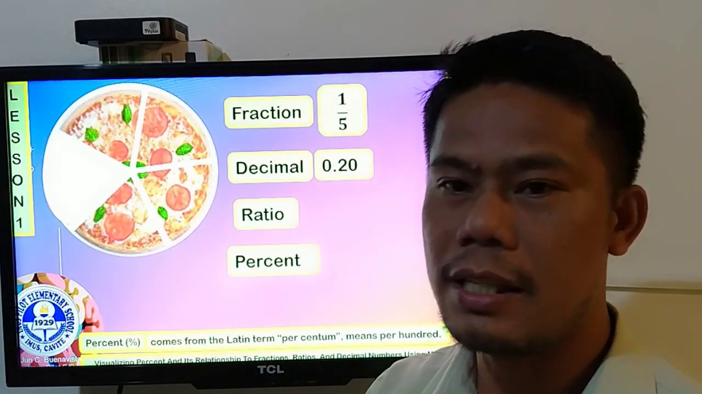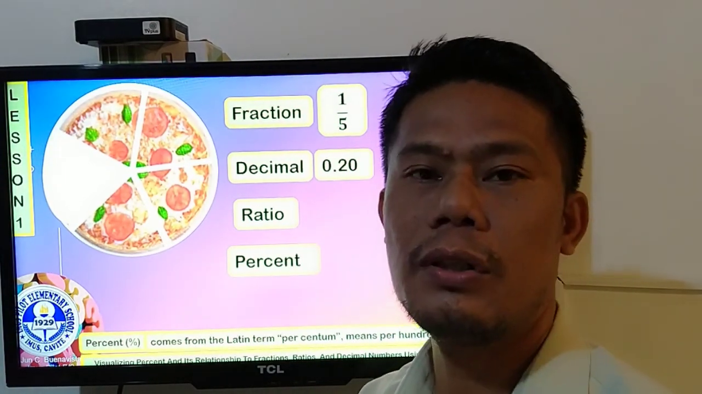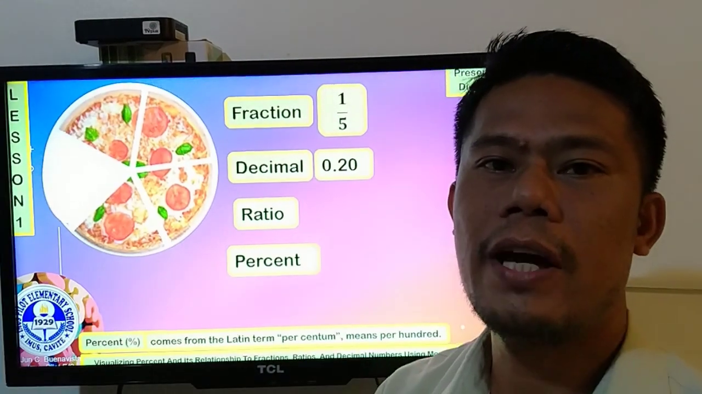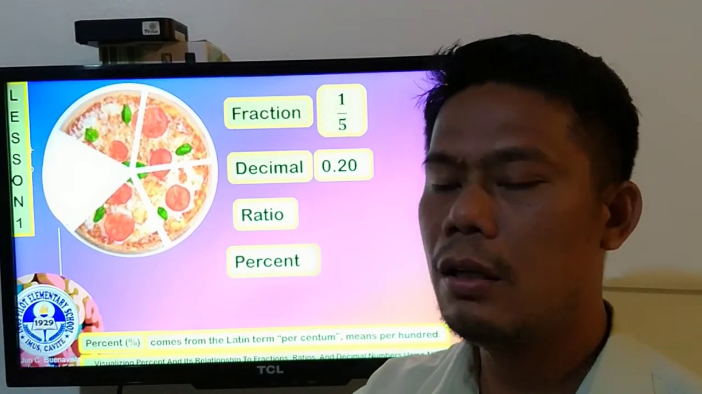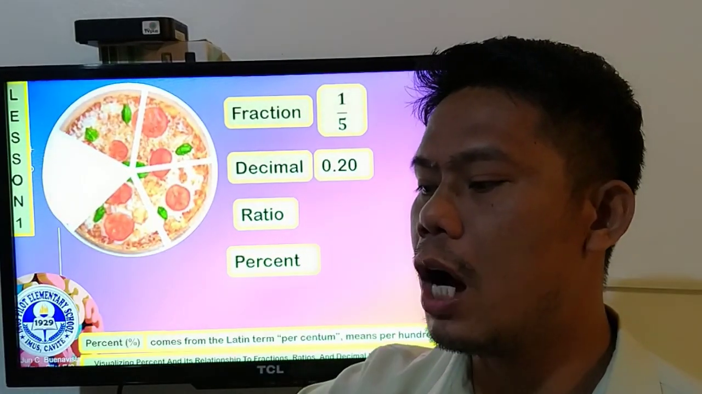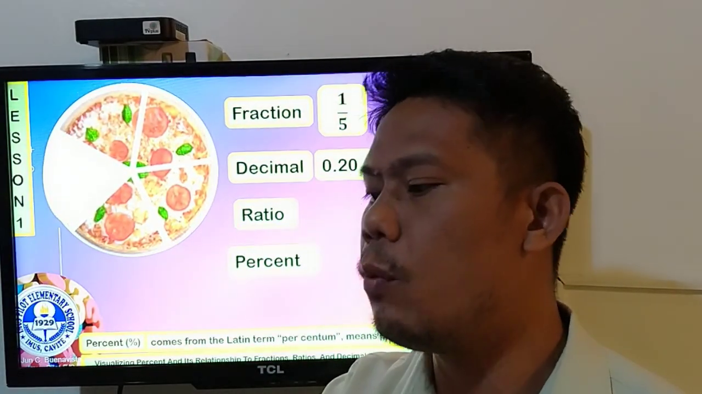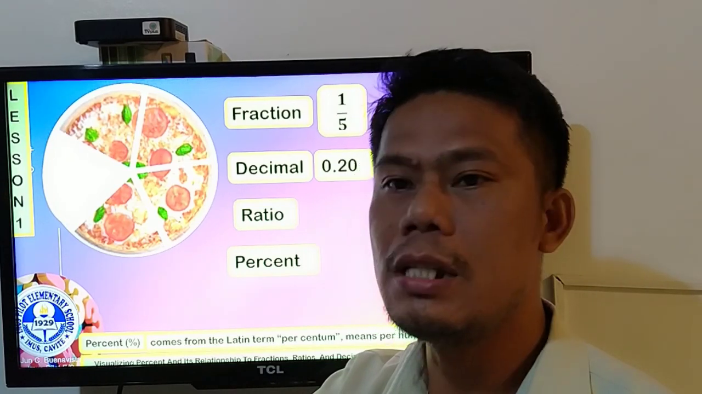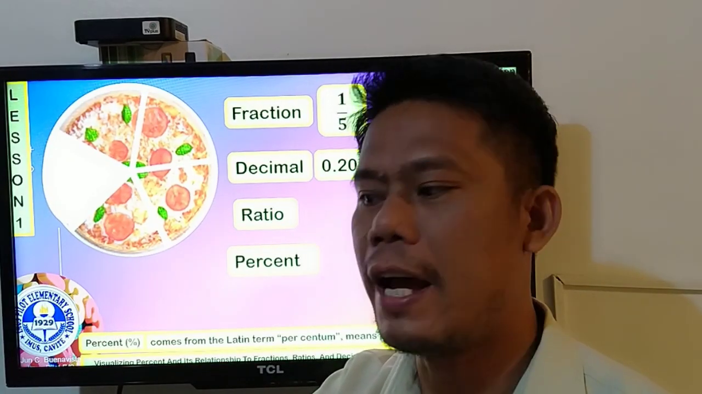Now, we're going to change that to ratio. It's very easy. Why? Because we are comparing 1 to 5. So, going back to the original number, 1/5, the ratio is 1:5.